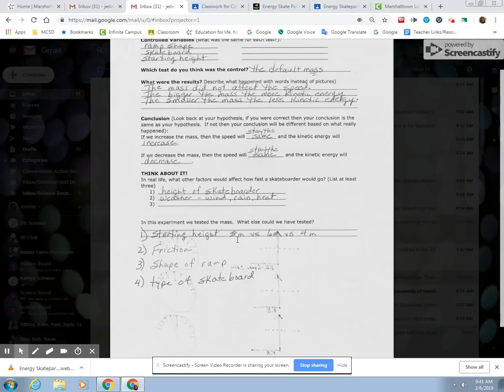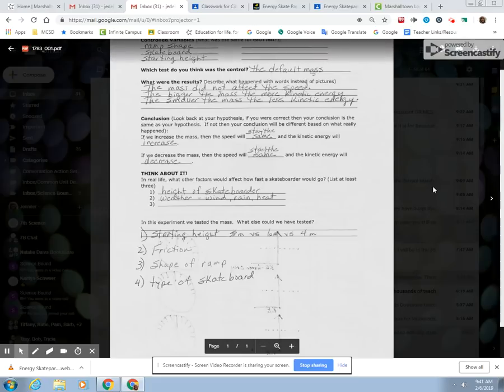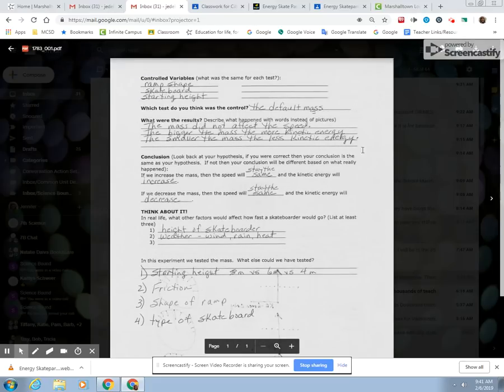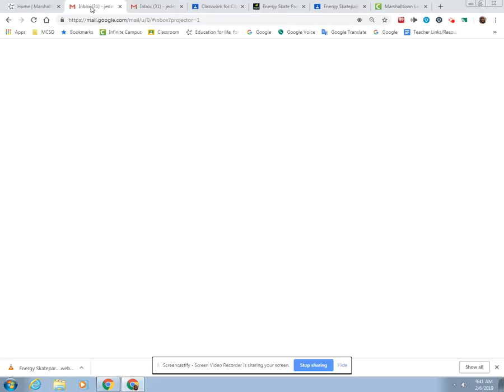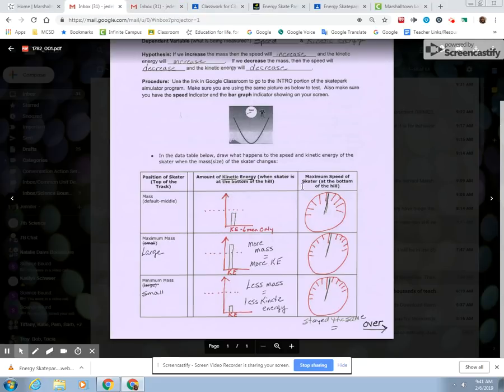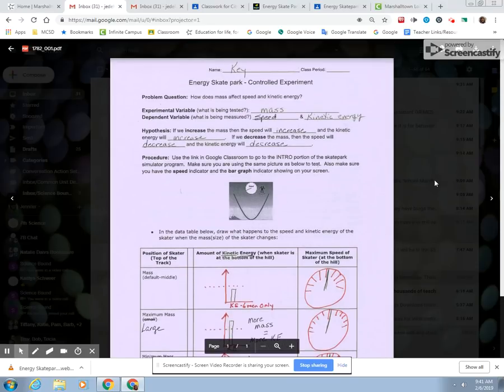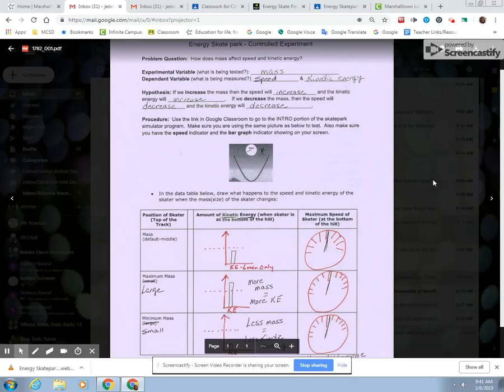But remember, for it to be a controlled experiment, you can only test one thing at a time and then control everything else. So, like I said, make sure that you've got the sheet filled out, you've got the correct answers, you've got the correct data, and then go ahead and tape this in your journal, and you can use it on the test that we're going to have sometime in the very near future.